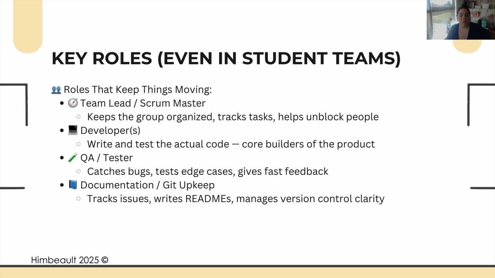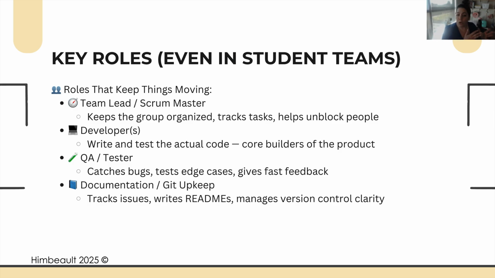When we're talking, even in our student teams, it's important that everybody understands the different roles that may come up in their teams and how these can help move things forward and keep things organized. So we have team leads, sometimes known, depending on the type of agile methodology you're using, as a scrum master. Sometimes those are separate roles, sometimes they're the same role, and their job is to keep things organized. They track tasks, they help people get unblocked by different pieces of work. There's of course the developers that are writing and testing the actual code, right? You're the builders of the product.